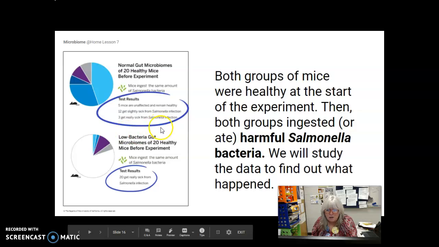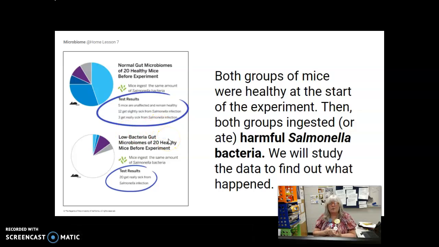So we can tell that both groups were healthy at the beginning, but after they ate the salmonella bacteria, we didn't have the same results. So what we want to be thinking about is, why do we think this happened? What caused this group of mice to get really, really sick?